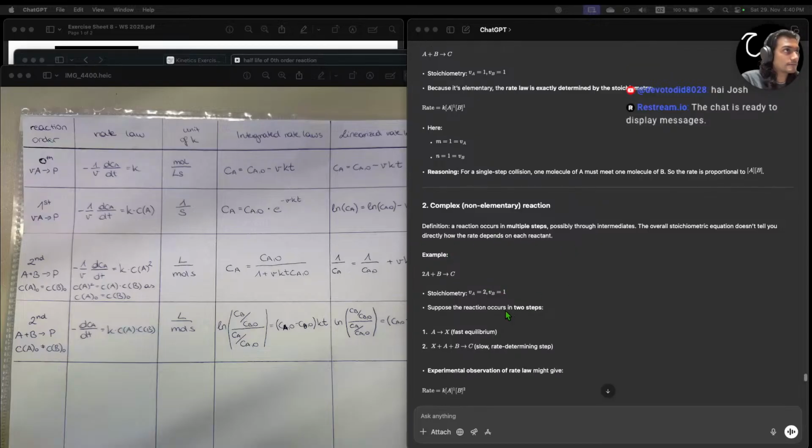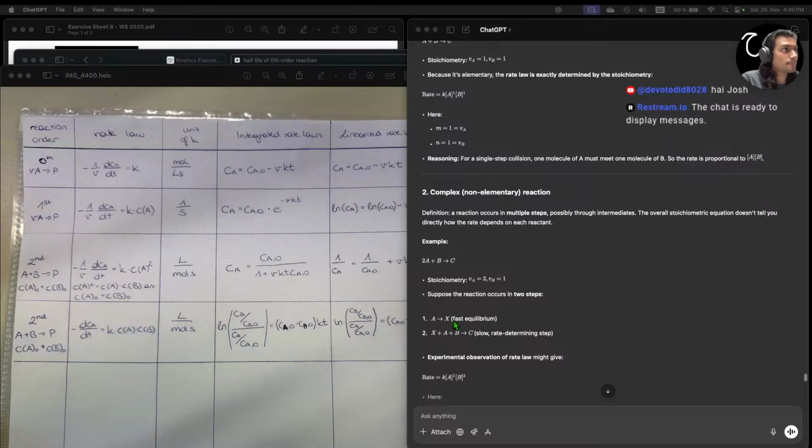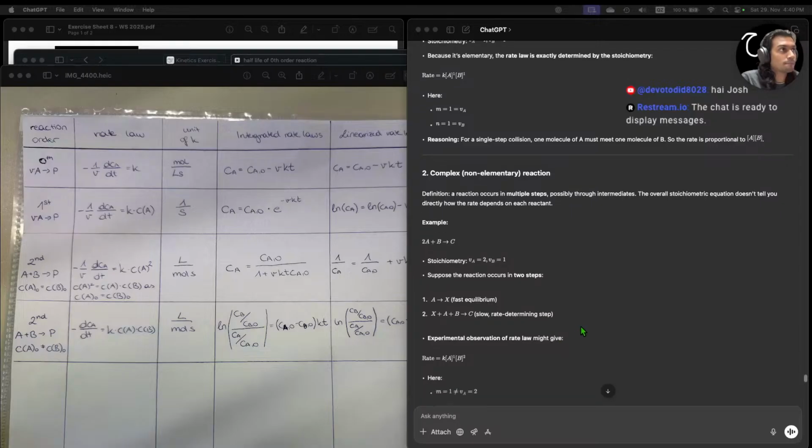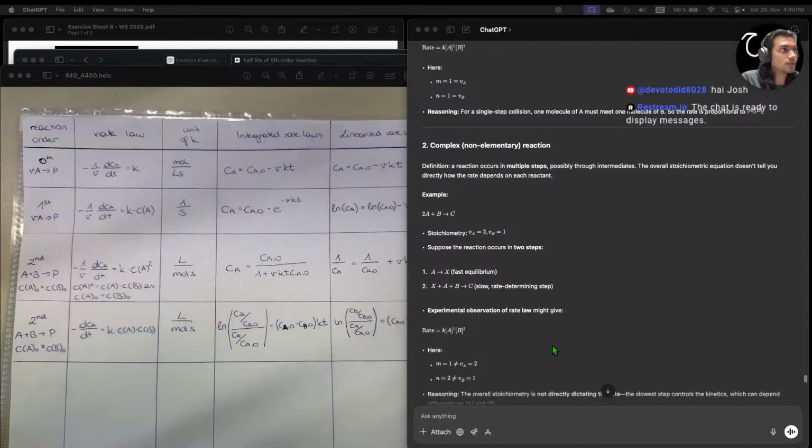So, suppose the reaction occurs in two steps. A to X, fast equilibrium. X plus A plus B gives C, slow rate determining step. Experimental observation of rate law might give rate equals k.